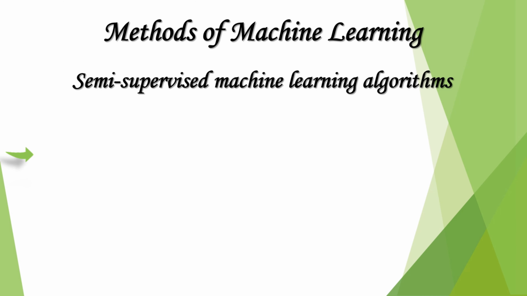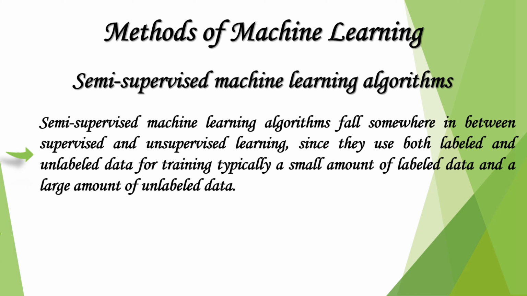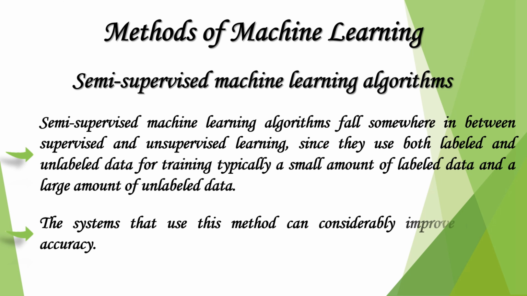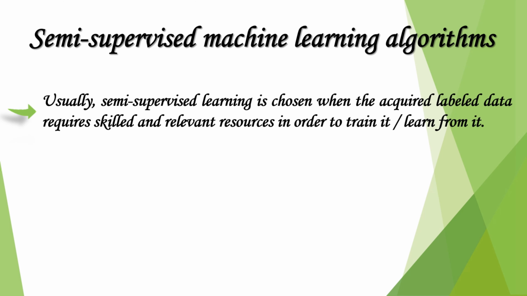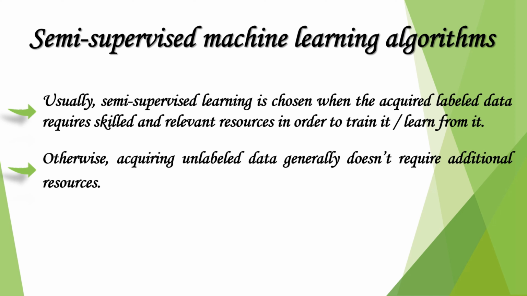Semi-supervised machine learning algorithms. Semi-supervised machine learning algorithms fall somewhere in between supervised and unsupervised learning, since they use both labeled and unlabeled data for training, typically a small amount of labeled data and a large amount of unlabeled data. The systems that use this method can considerably improve learning accuracy. Usually, semi-supervised learning is chosen when the acquired labeled data requires skilled and relevant resources in order to train it and learn from it. Otherwise, acquiring unlabeled data generally doesn't require additional resources.